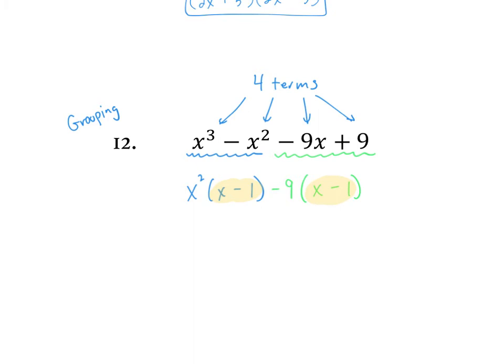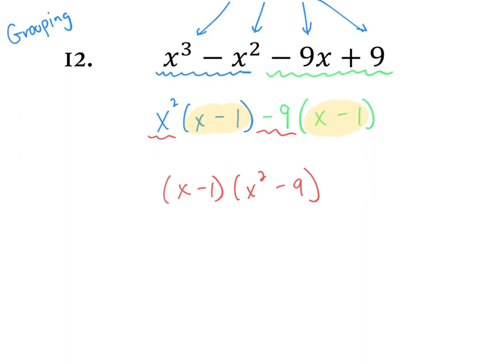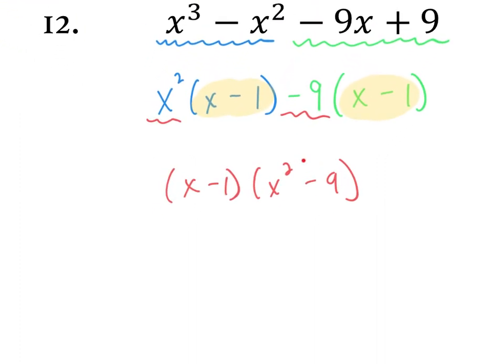Okay, and then those x minus 1s both just go into 1. And then the 2 GCFs that we pulled out just get put into another set of parentheses. So that's factored, but this particular one you can factor more, because x squared minus 9 is a difference of 2 squares factoring problem. And so this factors into x plus 3 and x minus 3. And that's it.